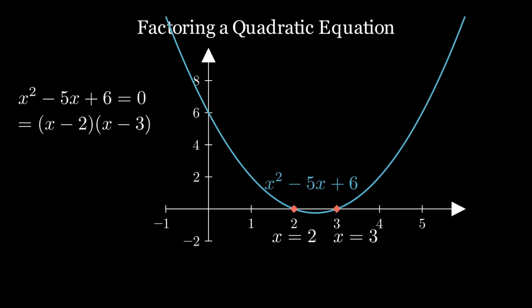We now solve the quadratic equation by factoring. We are looking for two numbers that multiply to give 6 and add to give -5. Those numbers are -2 and -3. We then set each factor equal to 0 to find the roots. Solving each equation gives the two solutions: x equals 2 and x equals 3.